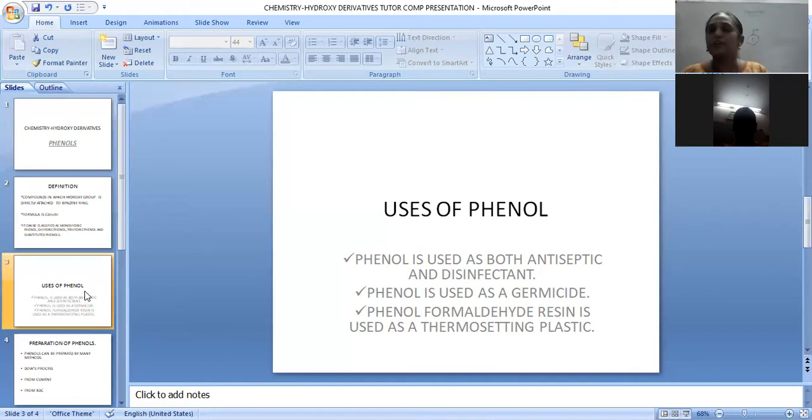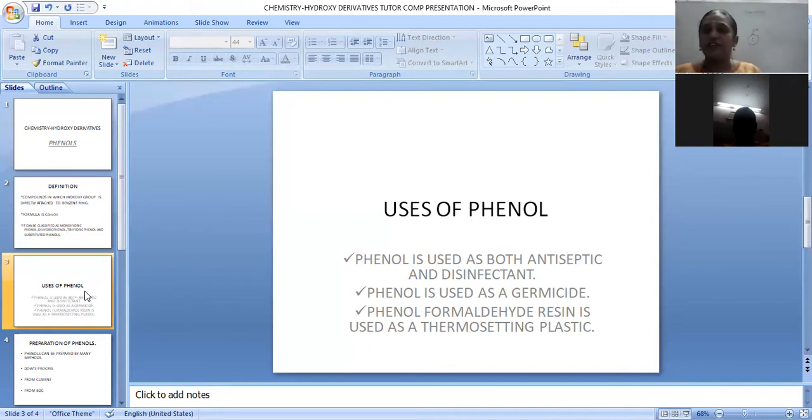The main difference is the percentage. When it is an antiseptic, its concentration would be 0.01, which means the remaining 99.9% is going to be water, because they are applied directly to our living tissues. And similarly, phenol is a disinfectant when it is applied in toilet cleaners or floor cleaners. We can say that 1% phenol is a disinfectant. It is also used as a germicide. Germicide means it kills germs. Therefore, phenol is also used as a germicide.